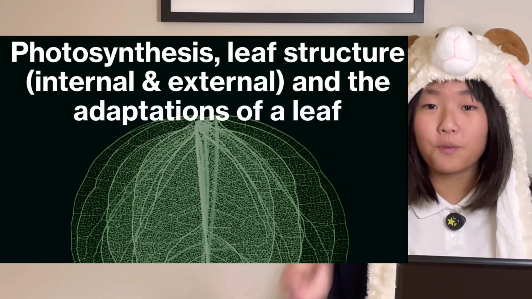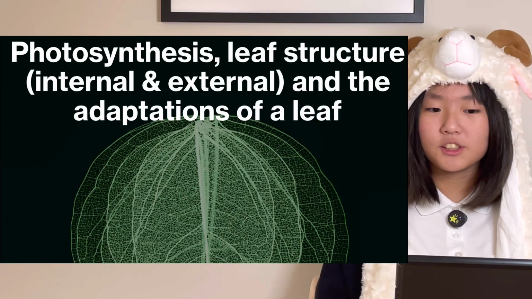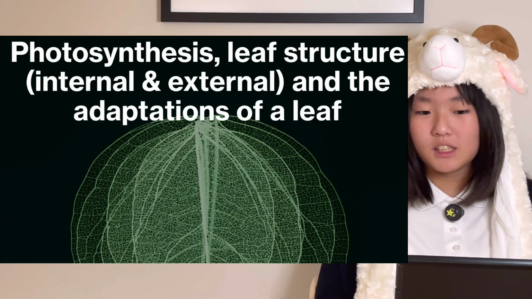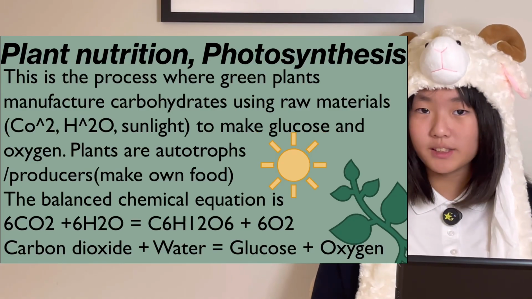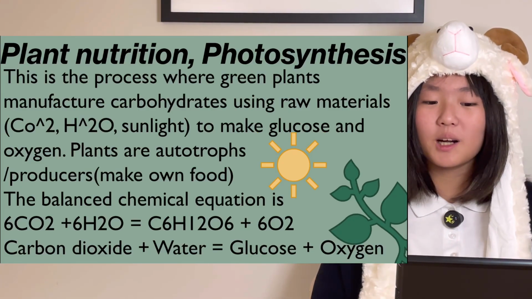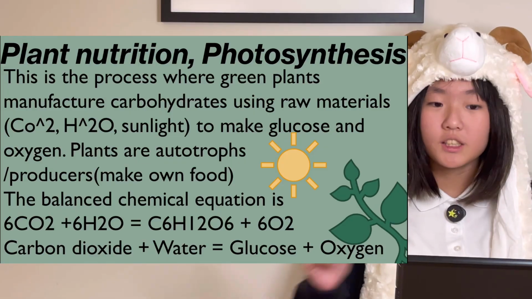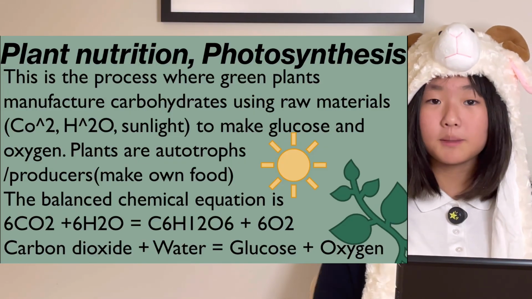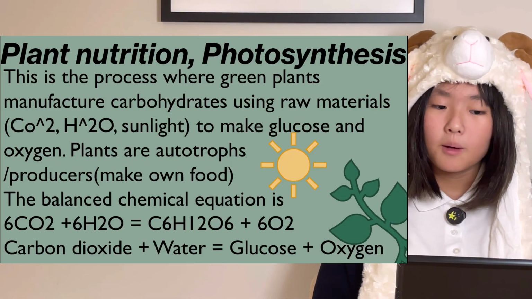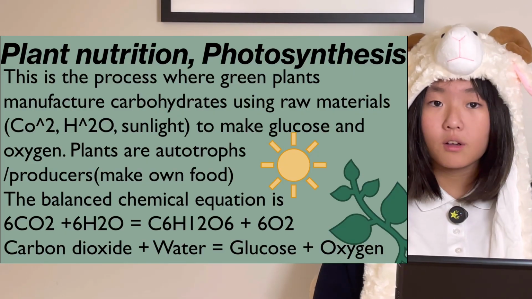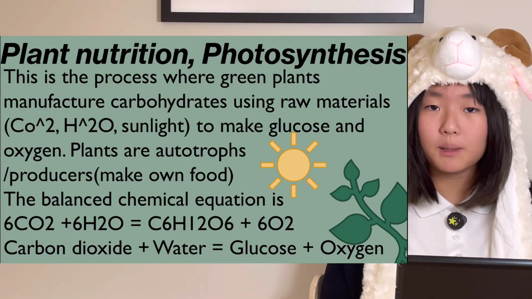Today, we'll be learning about photosynthesis, leaf structure, internal and external, and the adaptations of a leaf. Photosynthesis is the process where green plants manufacture carbohydrates using raw materials, CO2, H2O, and sunlight, to make glucose and oxygen. Plants are autotrophs, also called producers, which means they make their own food.